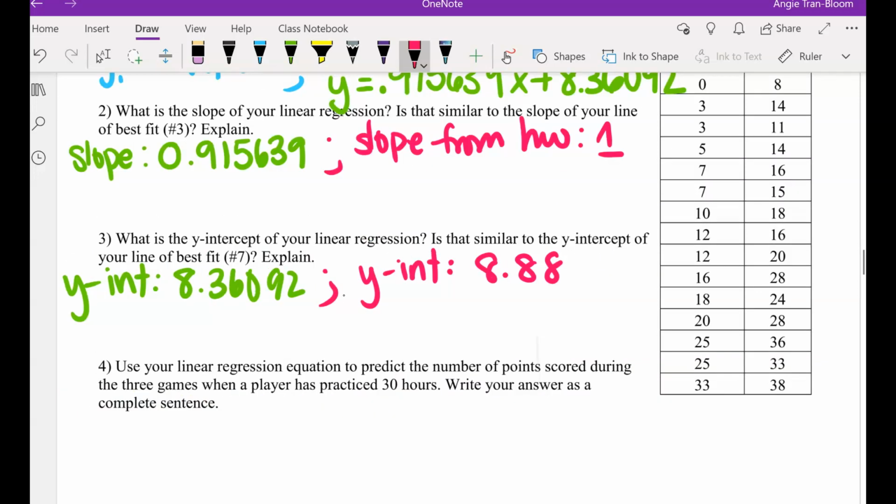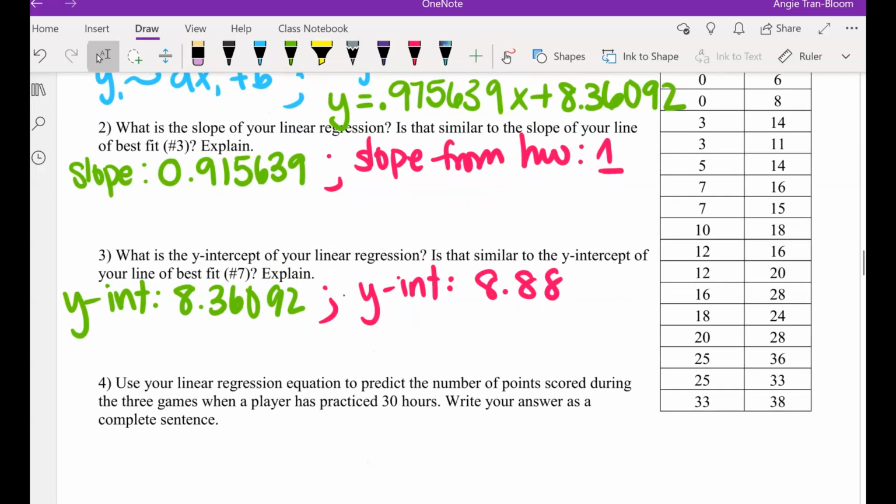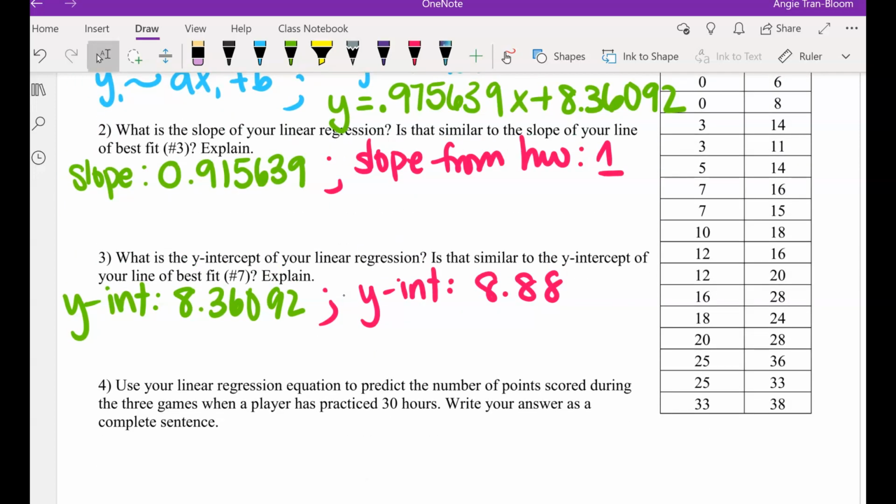Now, question 4. Use your linear regression equation to predict the number of points scored during the 3 games when a player has practiced for 30 hours. So what do we do here to find our score? Enter in a point where x is 30 and find the y value of that. That's right. We are going to try to find y when x is 30 hours.